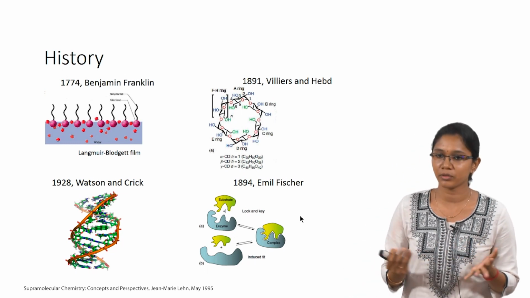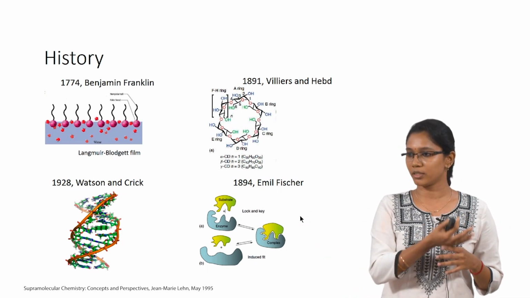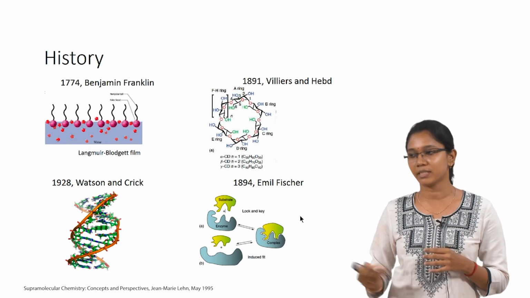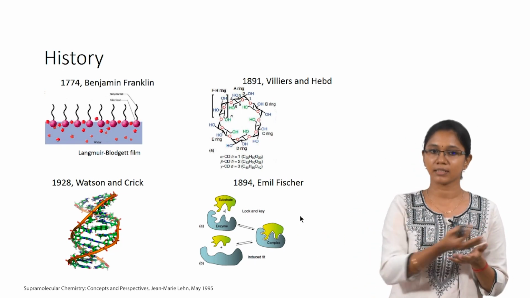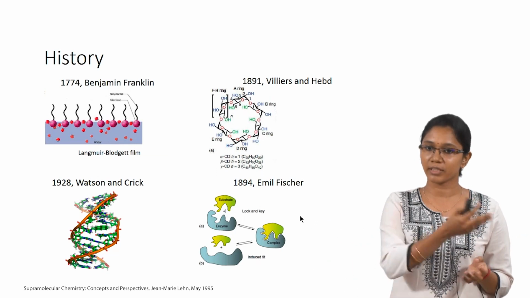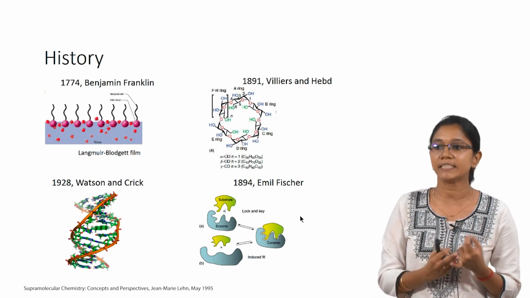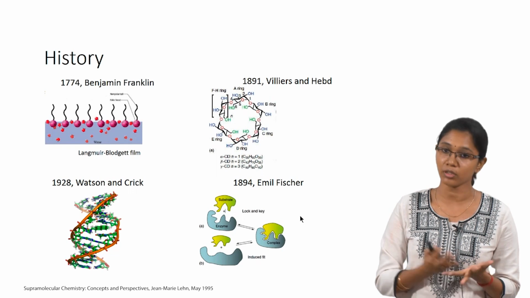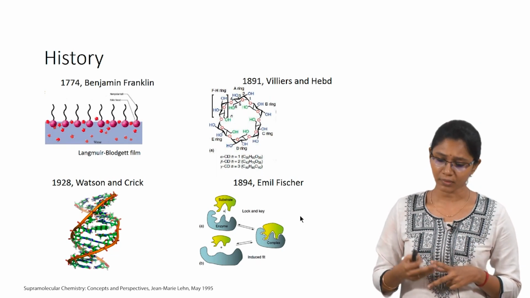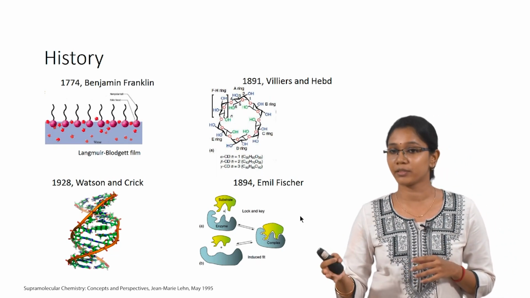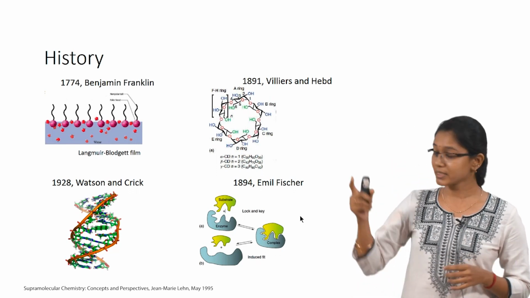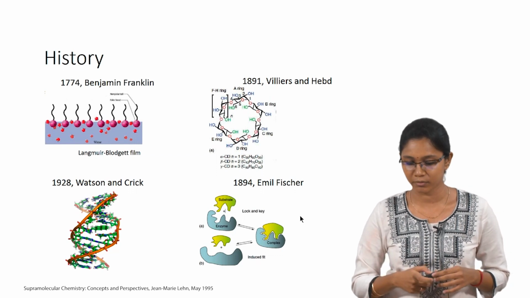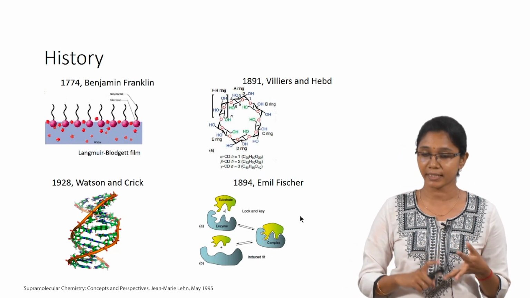We all know what the LB film is, the monolayer adsorption film that we have all studied. This is how an amphiphile or an oil displaces into the water. This was a monolayer assembly initially studied in 1774 by Benjamin Franklin. And then there was another breakthrough in 1891, which is the cyclodextrin molecules. The image that you see there, the 1891 image, was found by Villiers and Hebd.